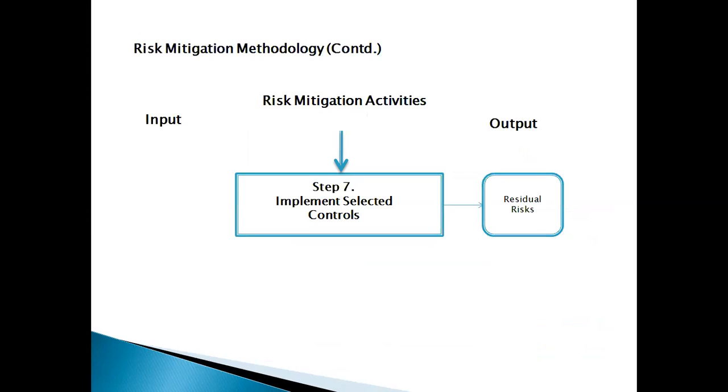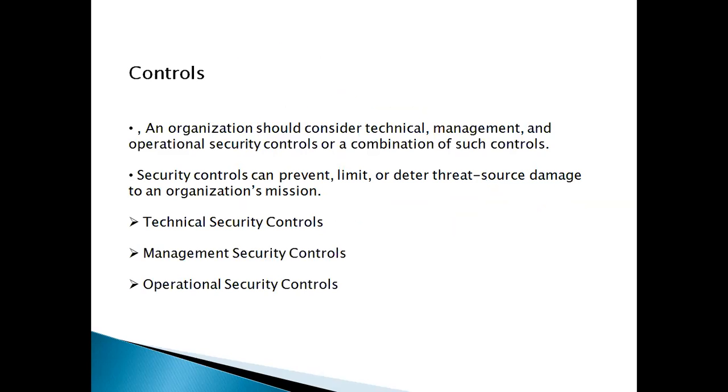Now comes the final step. Step 7, implement selected controls. Depending on individual situations, the implemented controls may lower the risk level but not eliminate the risk. And this is called the residual risk, which is output of this step.